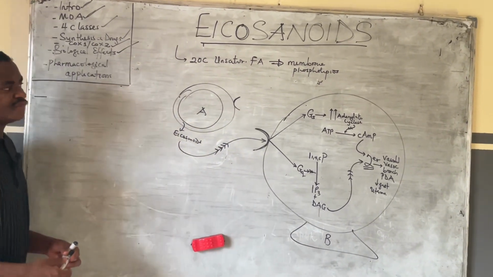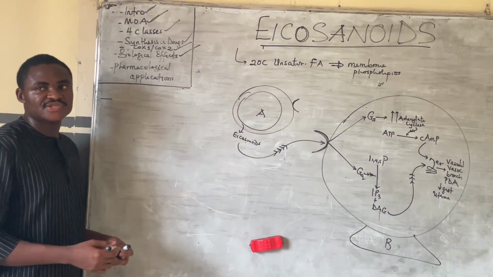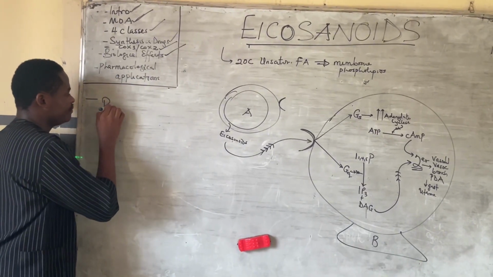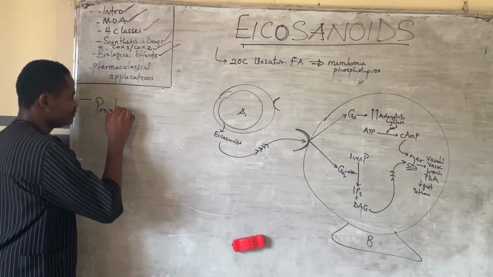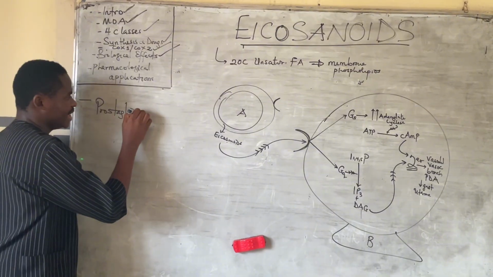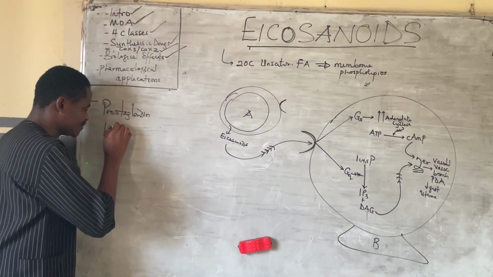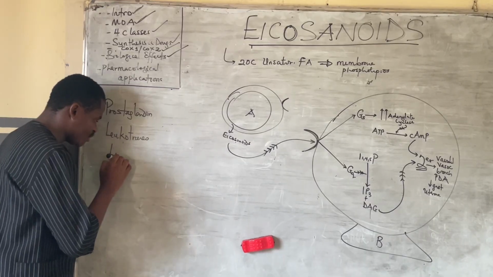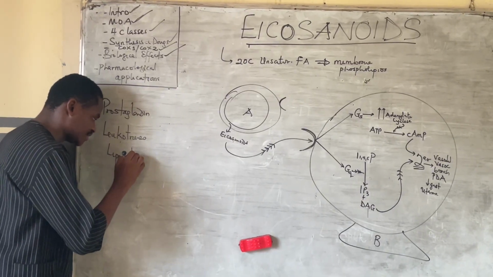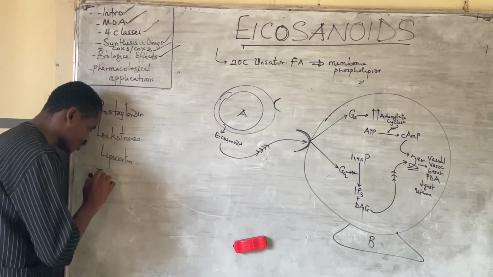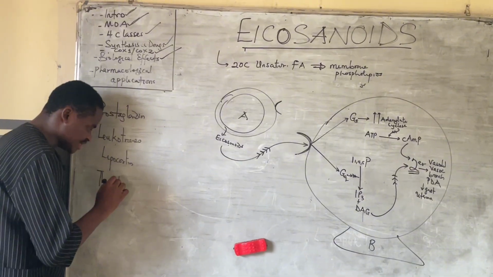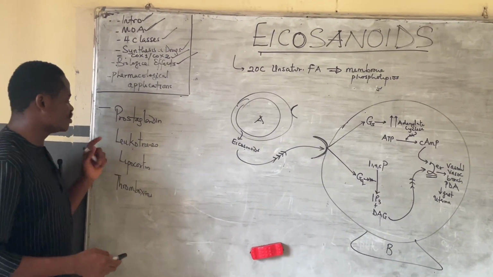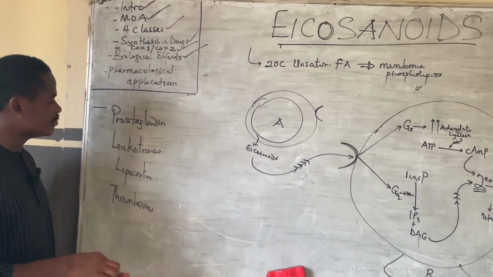Now, for the four classes, what are the four classes of the eicosanoids? There are four of them. The prostaglandins, the leukotrienes, the lipoxins, and the thromboxanes. So these are the four of them that you should consider: prostaglandins, leukotrienes, lipoxins, and thromboxanes.